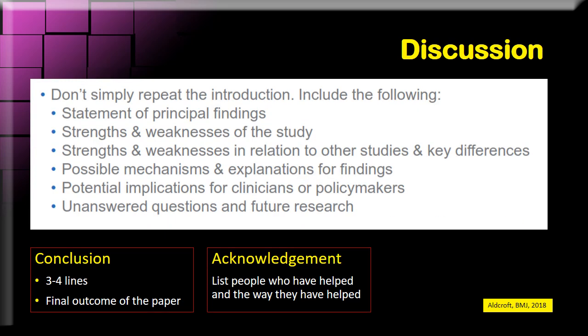The discussion section should not repeat what is said in the introduction. You must make a statement about the principal findings. What did you find? What are the strengths and weaknesses of the study? You can also compare it with other papers and say whether your findings agree with or disagree with findings from other similar studies. You can give an explanation as to why that may be so, and make a few statements about what the implications are for clinicians or policymakers.